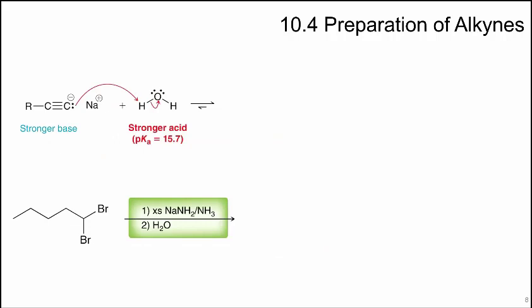If we form the acetylide, we have sodium with the acetylide here. That can grab the hydrogen. So water is a stronger acid. This is a stronger base. This is the weaker acid, plus the weaker base. So your equilibrium lies in favor of this side.